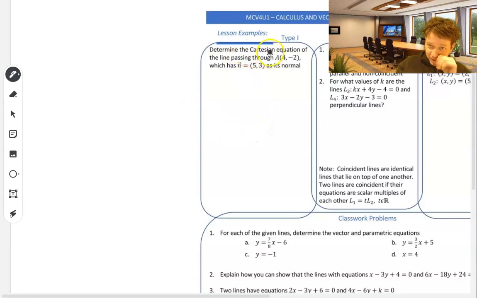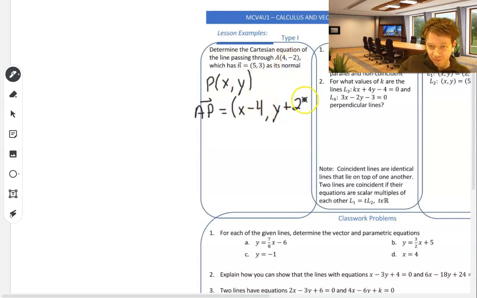So we have to determine the Cartesian equation of the line passing through this point, which has some normal vector, 5, 3. Now what I'm going to do is create another point on the line at some unknown location x, y. Then I can find this vector AP, which will be a vector on the line, so a direction vector for the line, as x minus 4, and y minus negative 2, so a double negative, y plus 2.